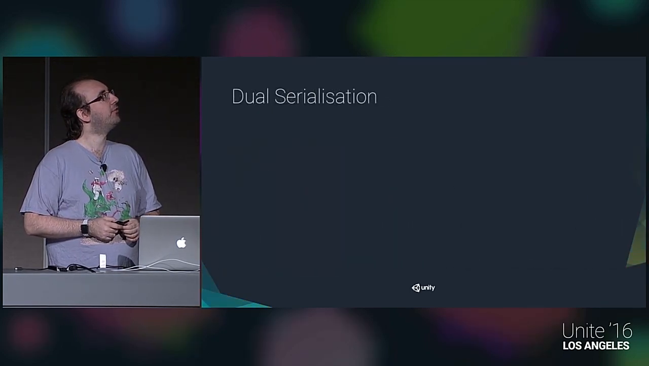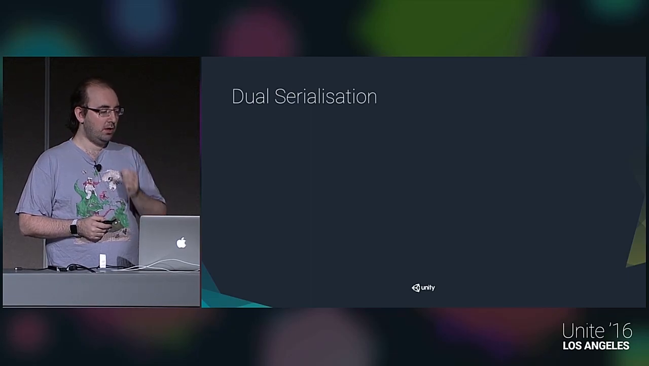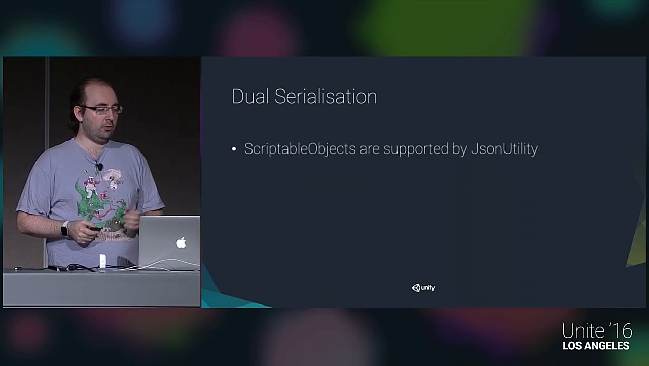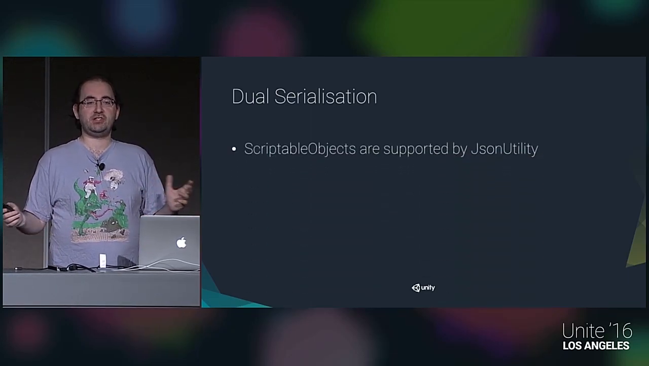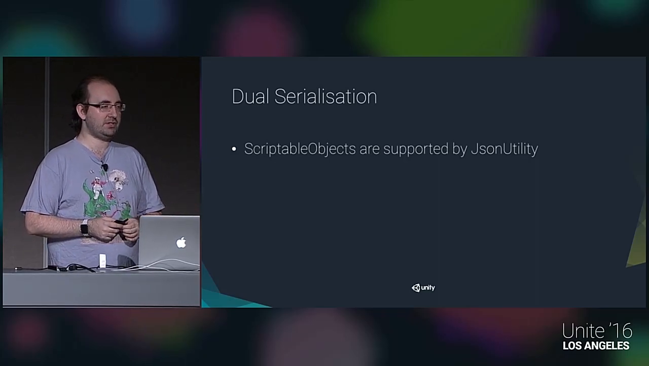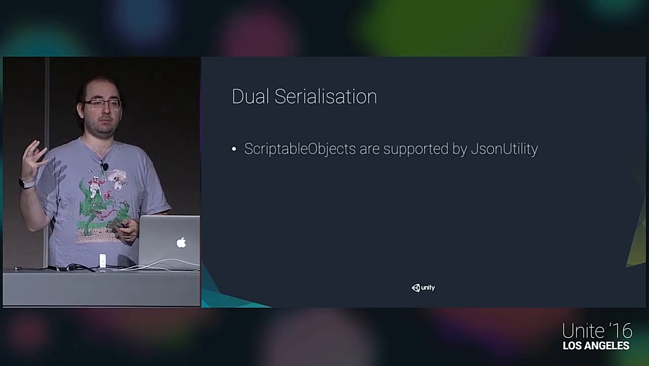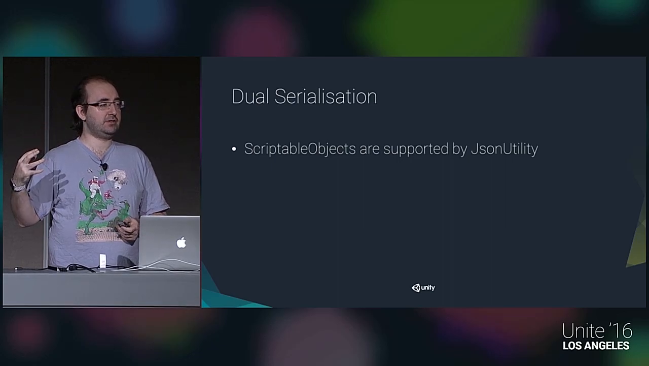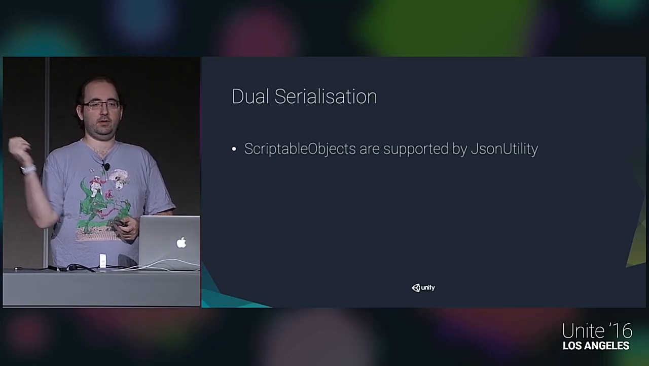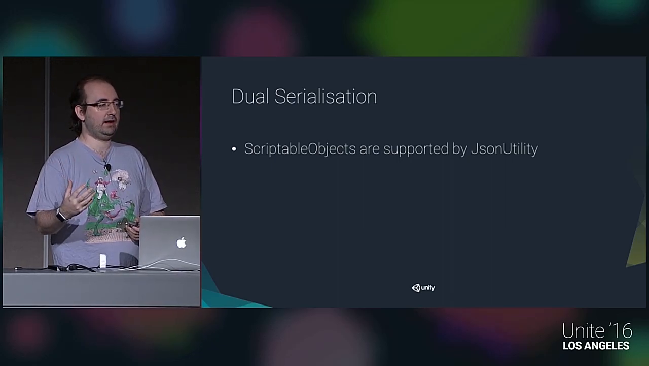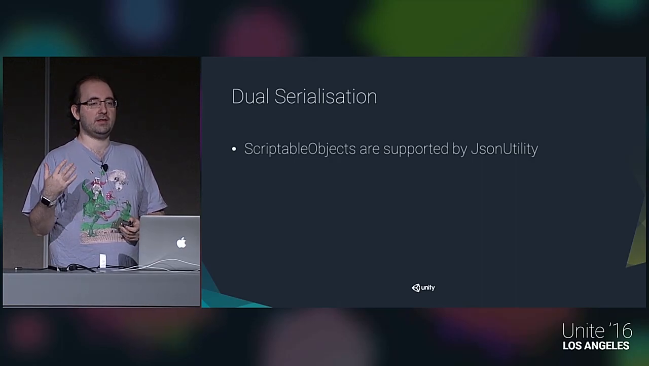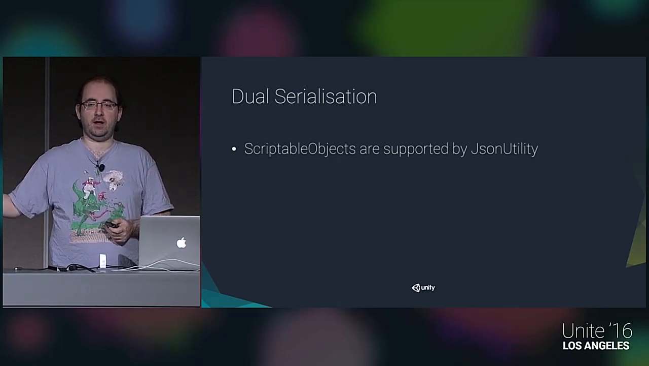Okay, so let's look at one that's quite dear to my heart. Dual serialization. So scriptable objects are fully supported by JSON utility, which came in 5.3. So you can make a scriptable object, and you can use JSON utility.toJSON to get instantly, very quickly, a string with all the serializable data in that scriptable object that you can then save to a file or things like that.